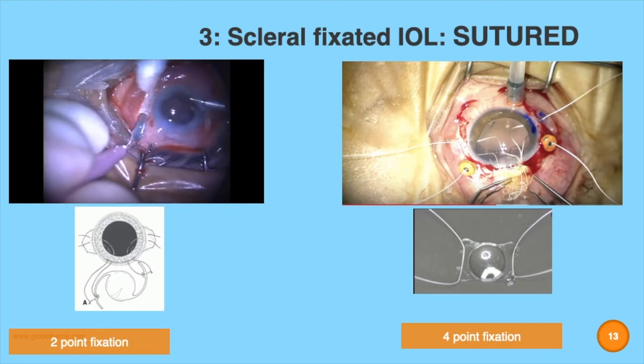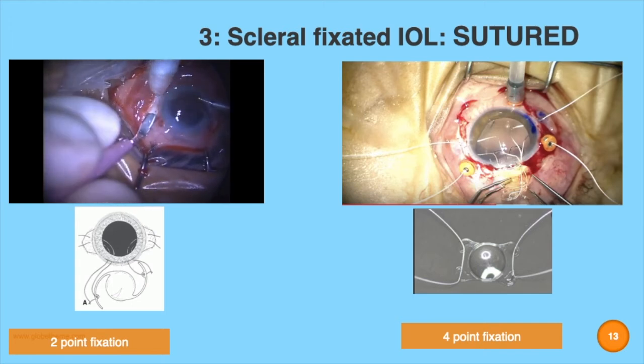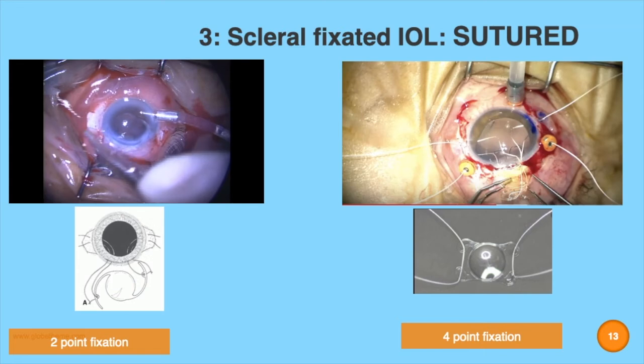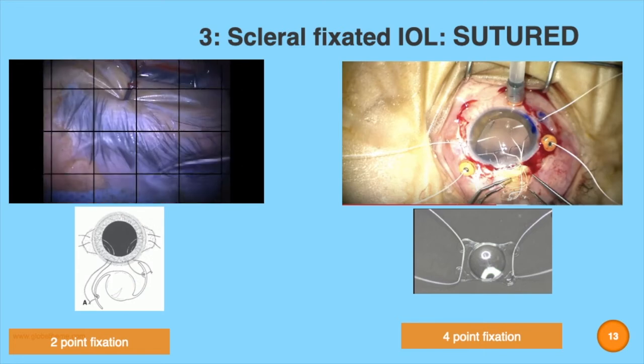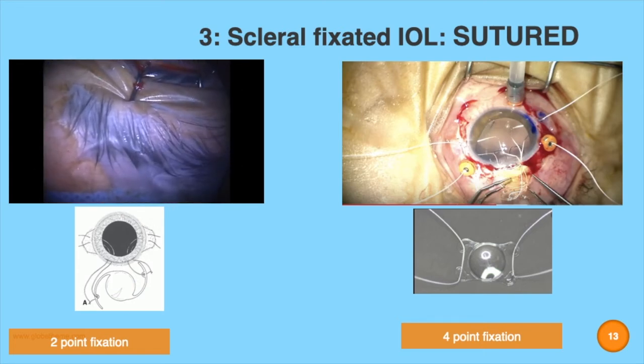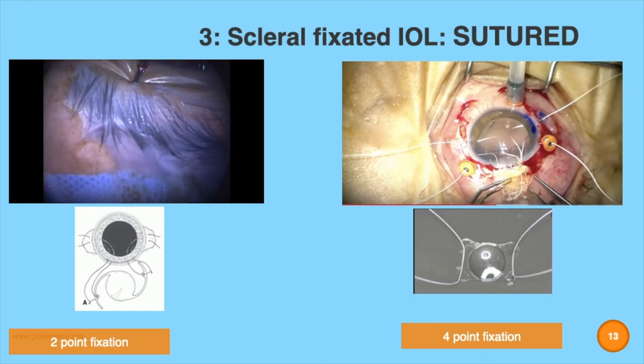For scleral sutured IOL, surgery usually takes slightly longer time to perform. Placement of suture is made outside the eye. Once the suture is in place, then only the IOL will be brought into position inside the eye.